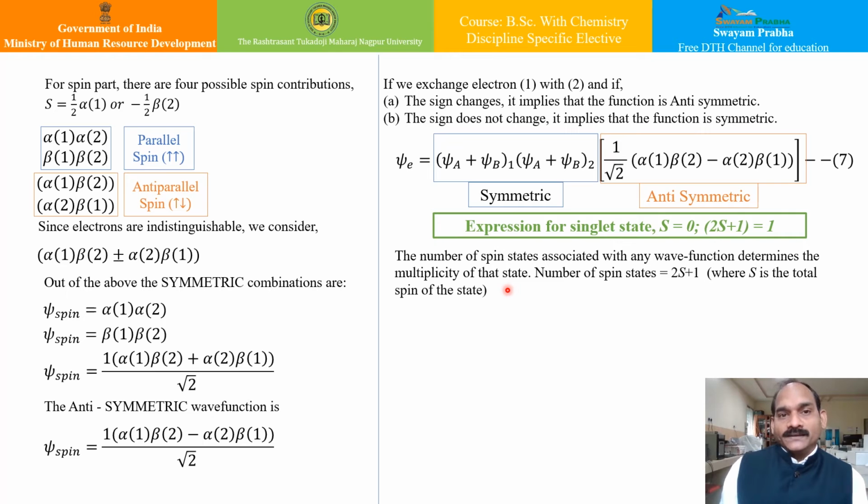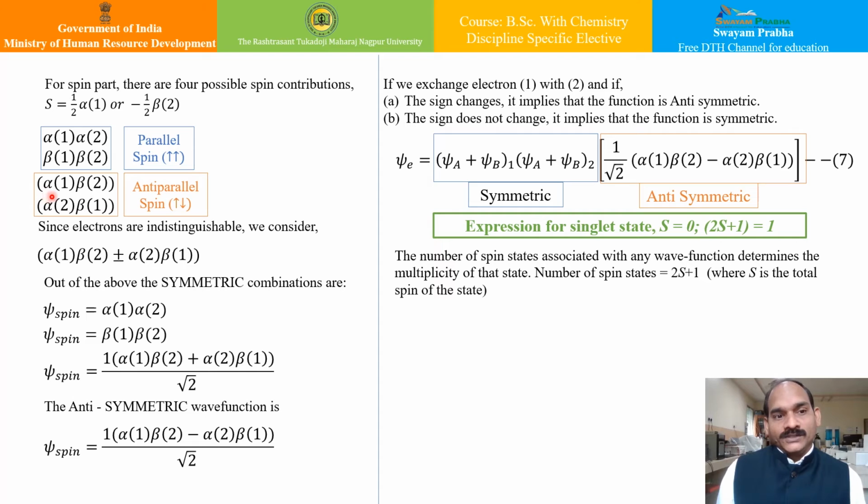Let us look at the spin part of our equation number 5. In the spin part, there are 4 possible spin contributions. Say spin plus half for the first electron, and at the same time minus half for the second electron. Plus half we will call alpha, and minus half we will call beta. So the parallel spin will indicate that both electrons have plus half spin, or both electrons have minus half spin, and that will be the parallel spin state.